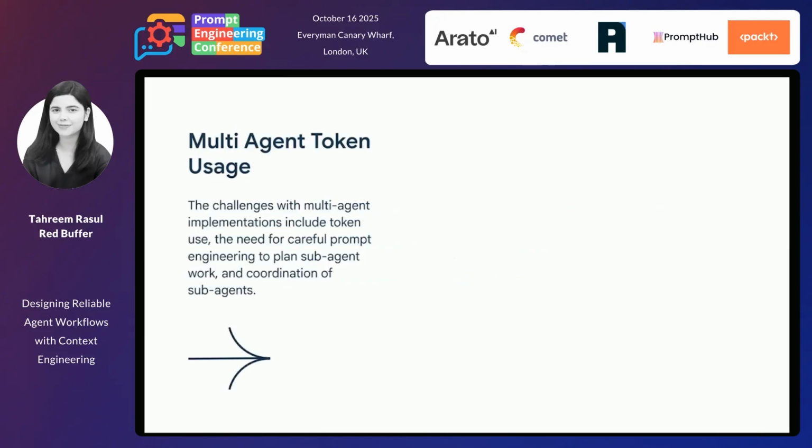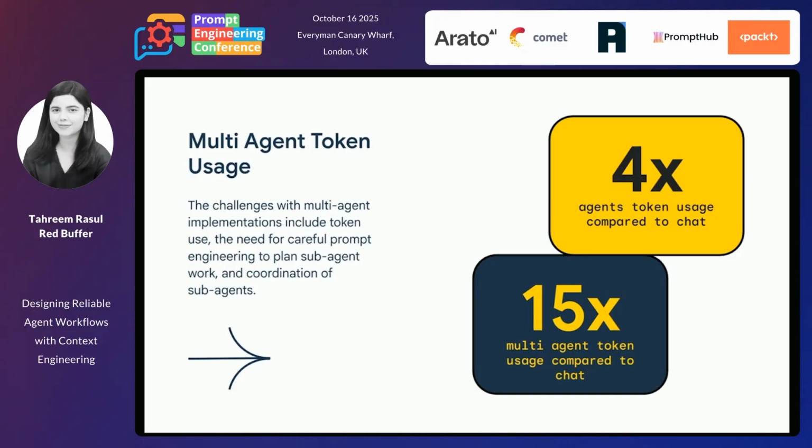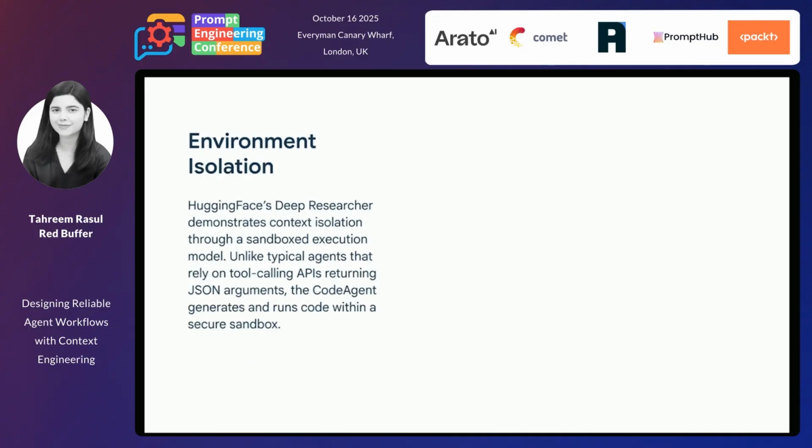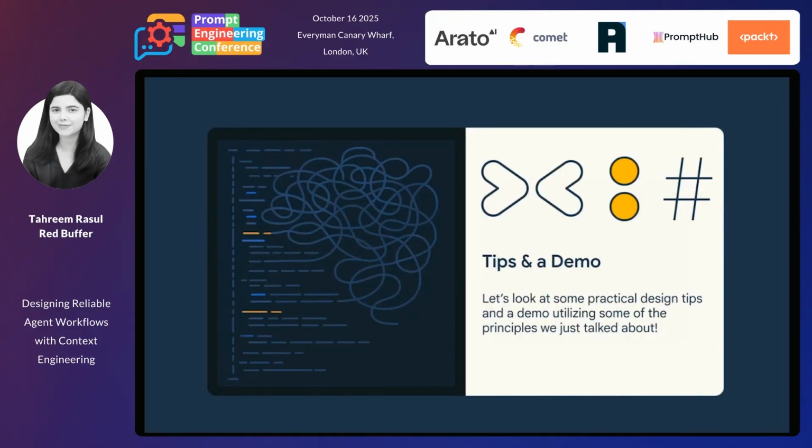But the issue with this is that multi-agent token usage can become very large, right? So this is a metric for this. Agent token usage, when you compare it to chat, is 4 times, but with multi-agents, it's 15 times. So another strategy is environment isolation. For example, with code execution, if your agent is executing code, then we'd like to sandbox everything in a particular environment, so that only the selected information goes back to the LLM.